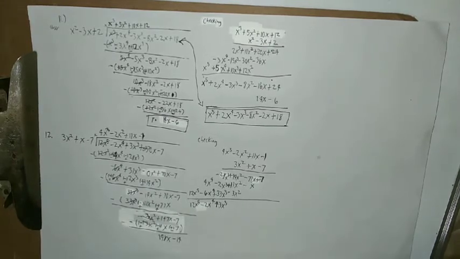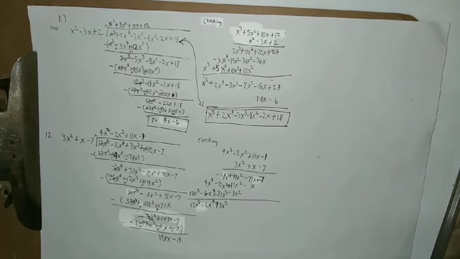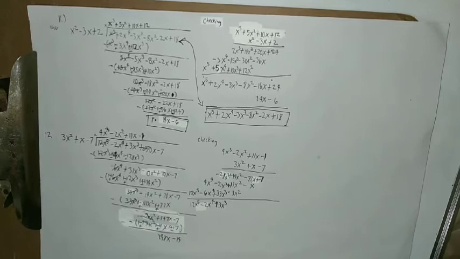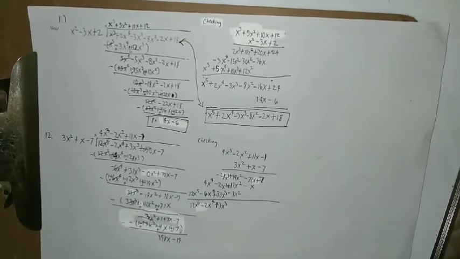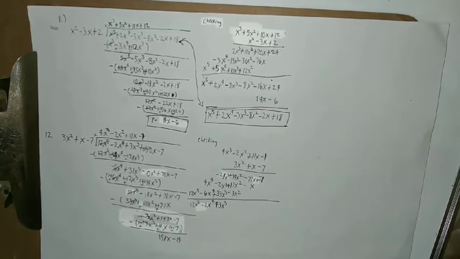Then you bring down 0x squared or x squared plus 70x minus 7. Then you divide 3x squared to negative 6x raised to the fourth power, so you get negative 2x squared. Then you multiply 2x squared to 3x squared plus x minus 7, so you get negative 6x raised to the fourth power minus 2x cubed plus 14x.